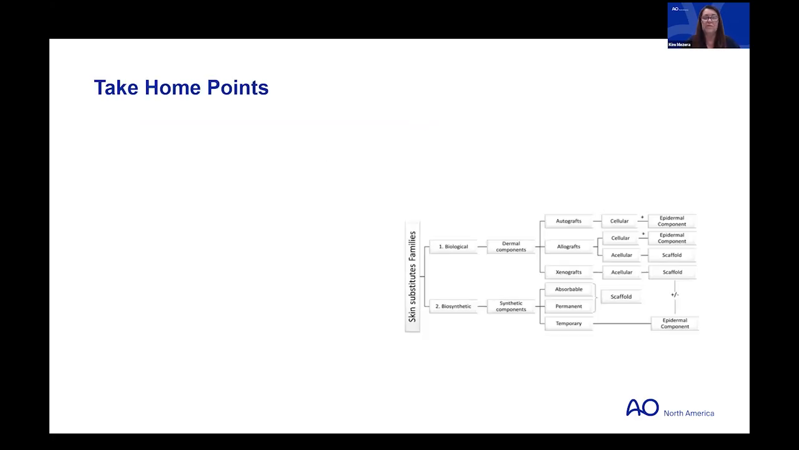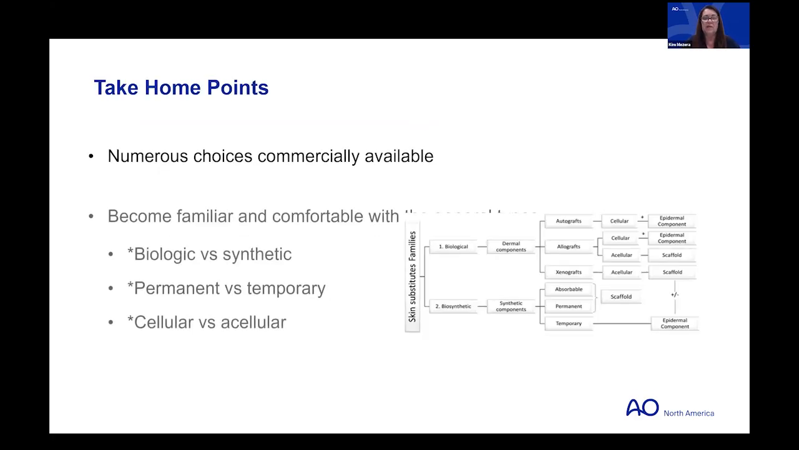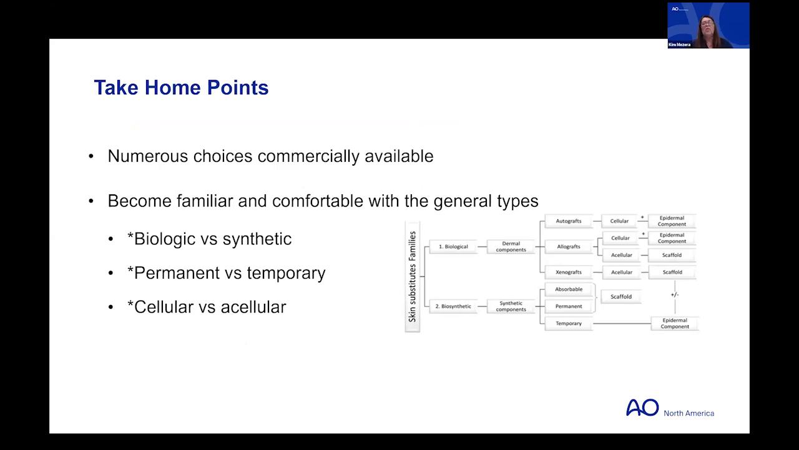to go back. So just in the end here, looking at some take-home points, there are so many available, probably over 200 in total, and there's no way that anybody is going to remember every name of every one of those. So just become familiar with the general types. Know your biologics and your synthetics. That's your first, I guess, fork in the road on your flow chart. Which one of those do you want?